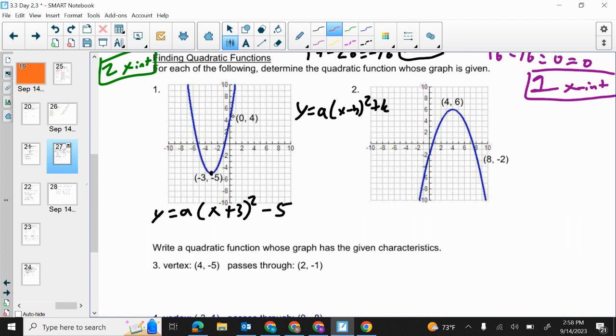The way to determine that is this point right here, 0, 4. You can use any point on the graph, but we're going to take 0, 4 and substitute it in to solve for A. So we're going to get 4 equals A times 0 plus 3 squared minus 5. If I simplify this, actually, I'm going to write it.